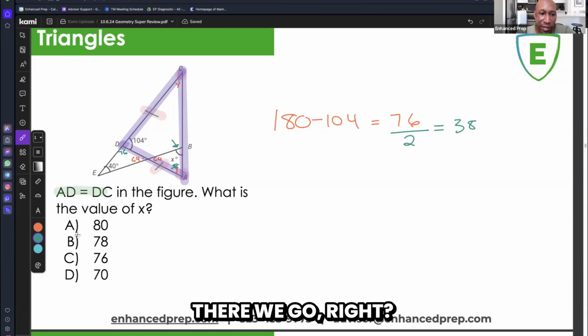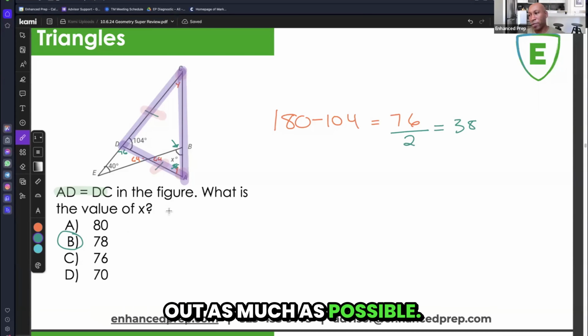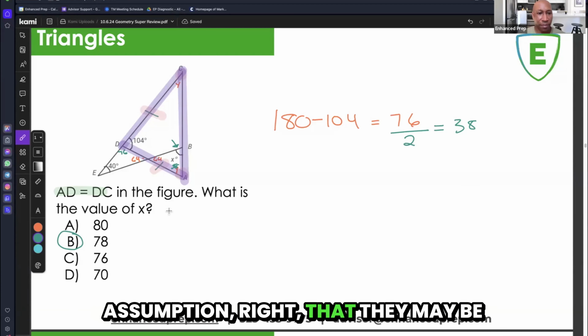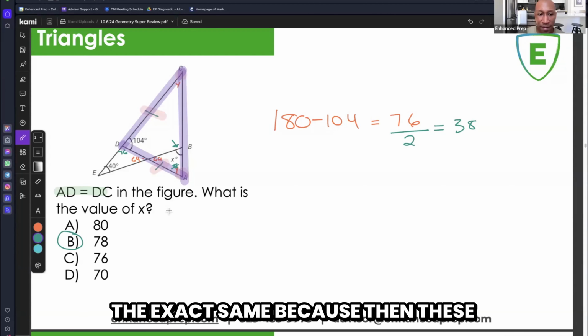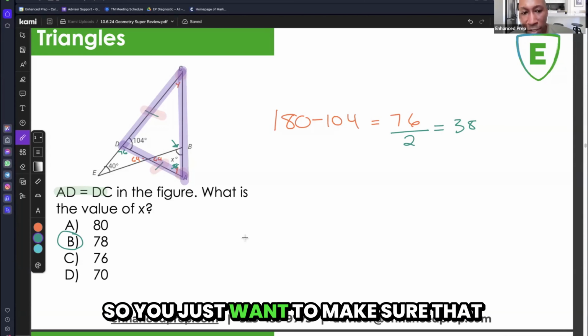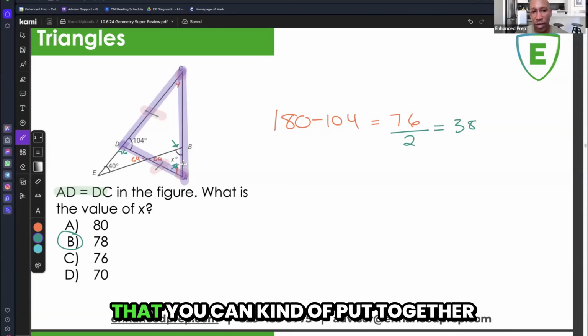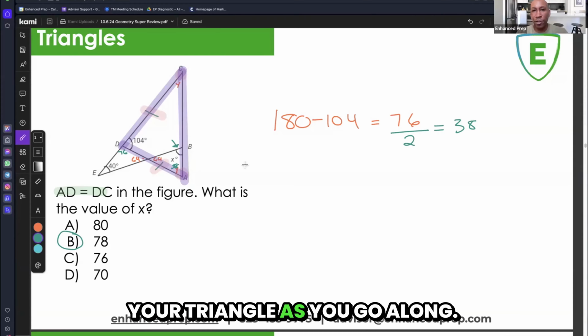There we go, right? So just remember with these questions, you always want to draw out as much as possible. You don't want to assume that they may be the exact same, because then these answers are there to trick you up and they're there to make you feel comfortable. So you just want to make sure that you do that part. But again, always label your congruent, and then just remember that you can put together your triangle as you go along. Okay, awesome.